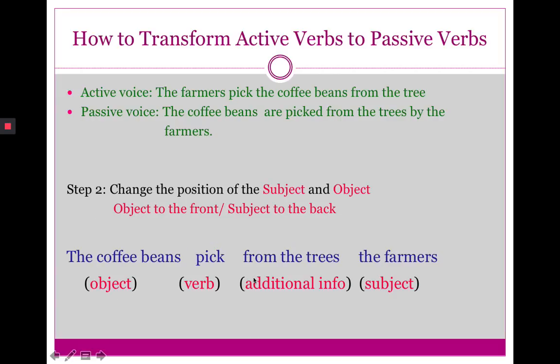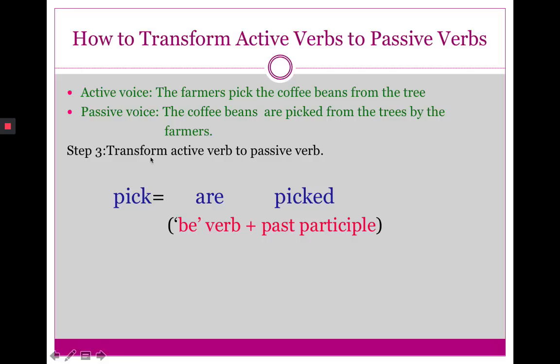Okay, so step 2, you are going to change the position of the subject and object. So object goes to the front, subject goes to the back. Okay, so this is the object, the coffee beans. This is, you retain the verb here, pick. From the 3 also goes to the front. Okay, the farmers goes to the back. So you bring object to the front, you bring subject to the back. Okay, you retain the rest in the middle.